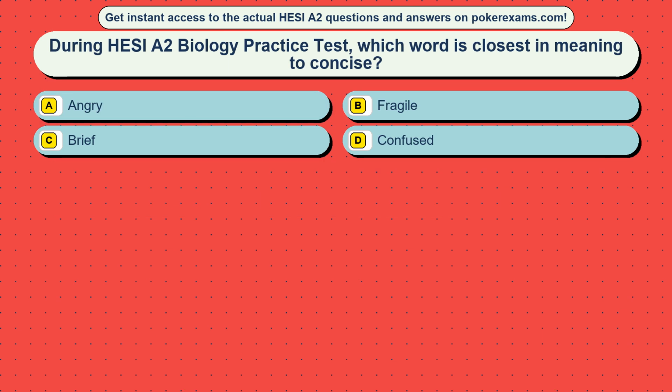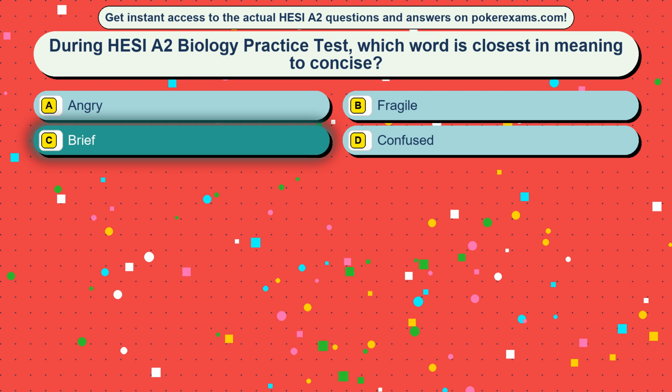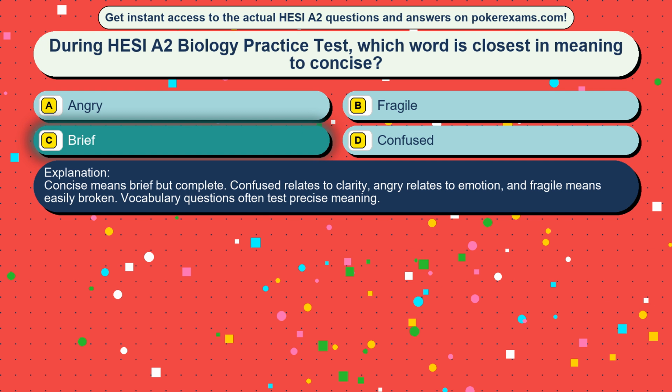Question 11. During HESI A2 Biology practice test, which word is closest in meaning to concise? Option A angry, option B fragile, option C brief, option D confused. The correct answer is option C, brief. Concise means brief but complete. Confused relates to clarity, angry relates to emotion, and fragile means easily broken. Vocabulary questions often test precise meaning.